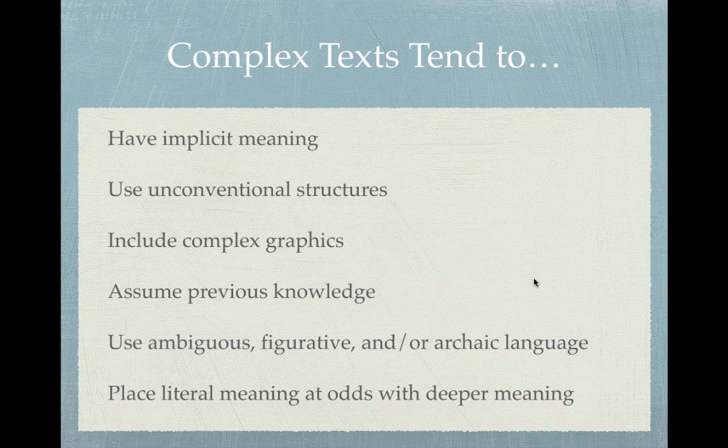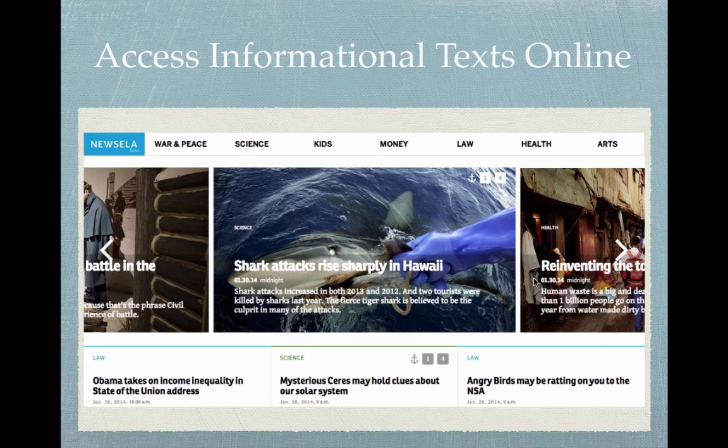They tend to assume more previous knowledge on topics, more life experience, and they use a lot more ambiguous, figurative, domain-specific, or archaic language that students might not be as familiar with, so that also makes it more challenging. And oftentimes, the literal meaning is at odds with the deeper meaning, which baffles students why anybody would do this, but it occurs quite frequently in complex text. So just making students aware of why a text is challenging, and then trying to focus in on giving them some tools so they can make sense of those components is really important for us as educators.